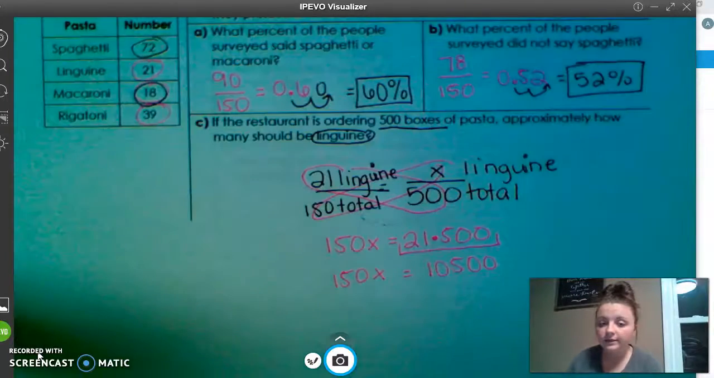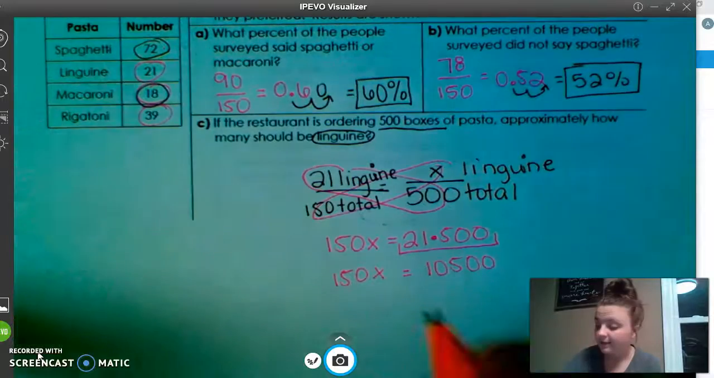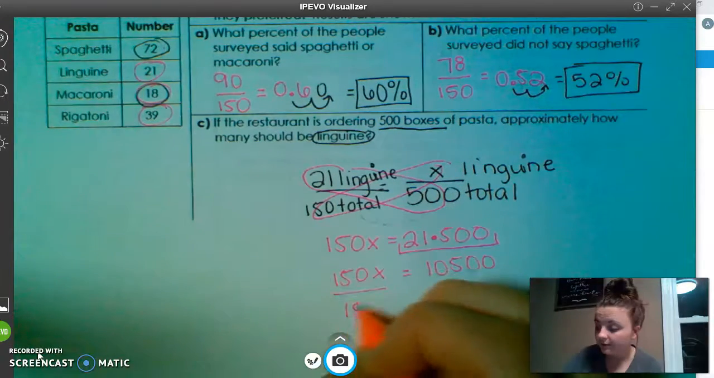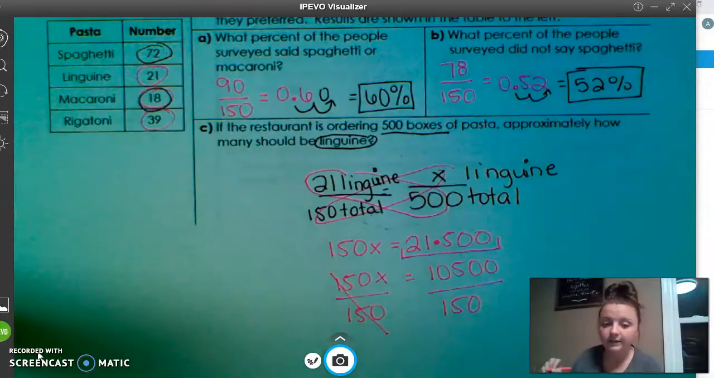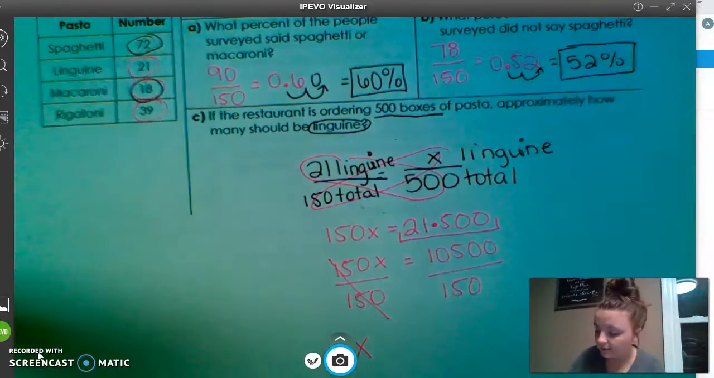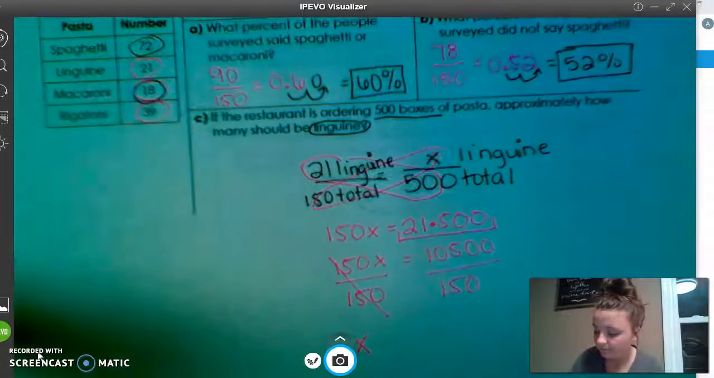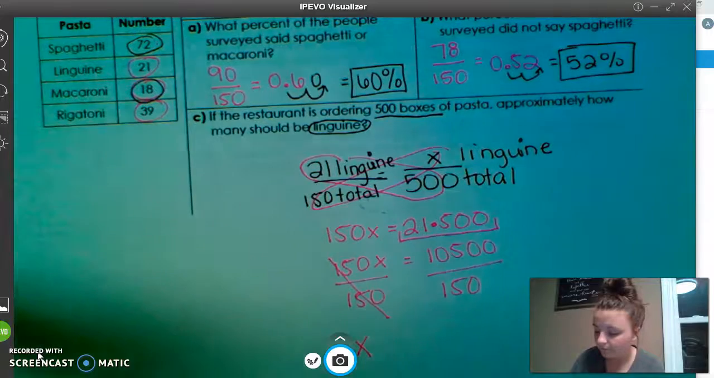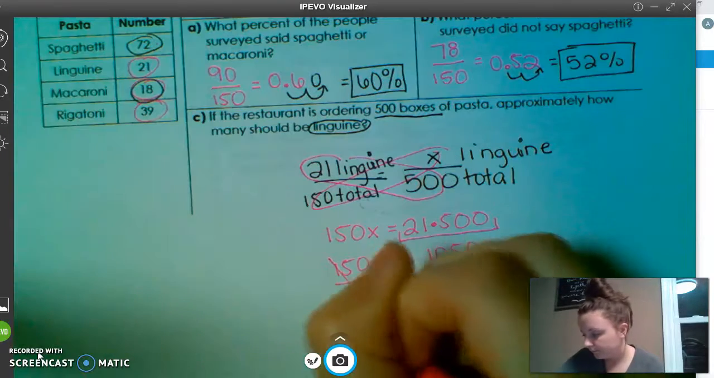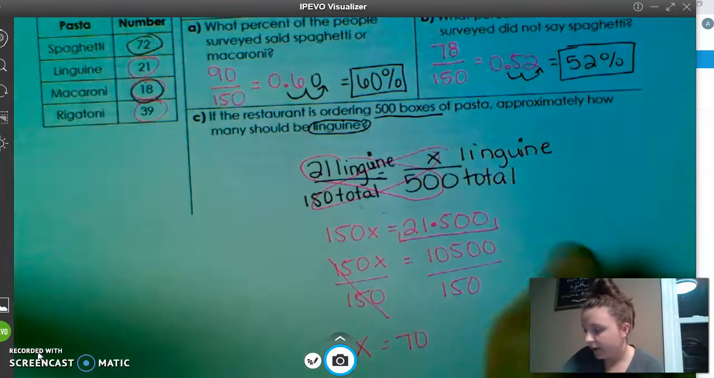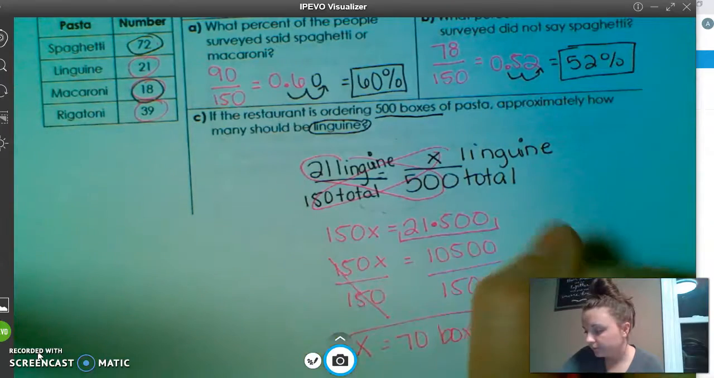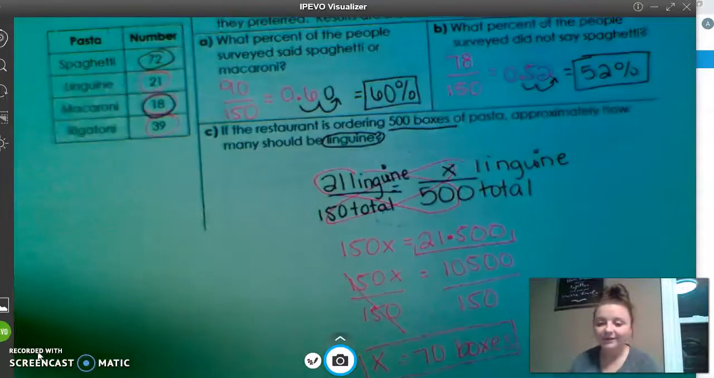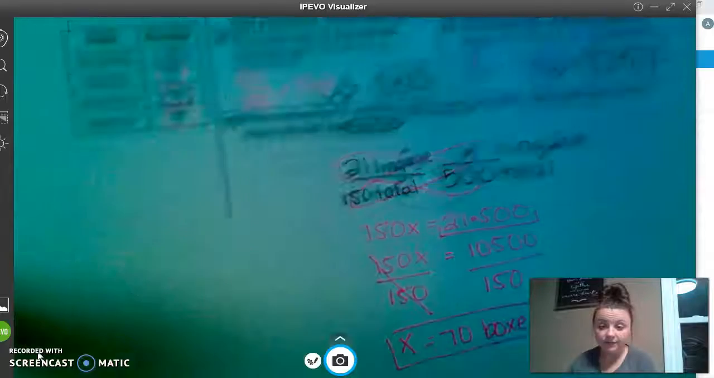And what I've got here is a one-step equation. And to solve it, I would divide by 150 on both sides. Those cancel, and x equals 70. So 70 boxes. Okay, so that was the notes for today.